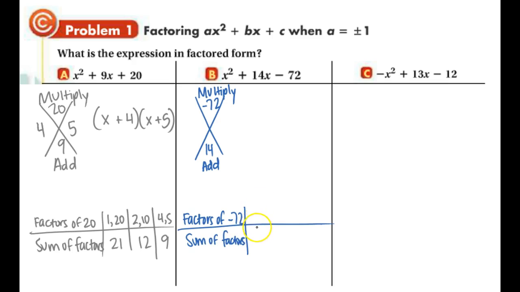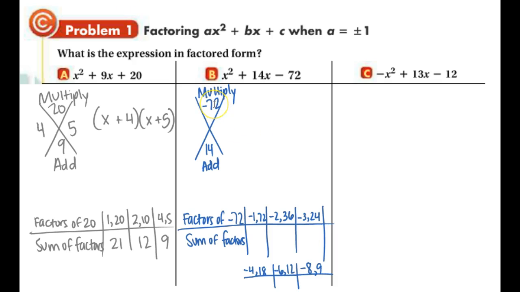And the factors would be -1, 72, -2, 36, -3, 24, -4, 18, -6, 12, and -8, 9. And you can notice that in each of those pairs, I have the smaller number being the negative.